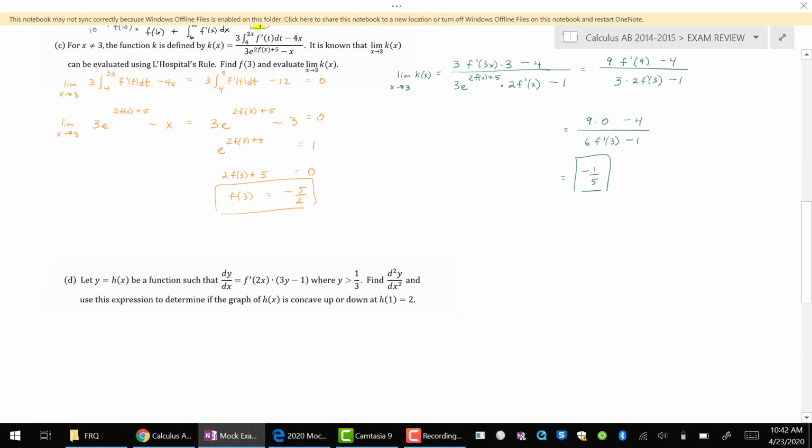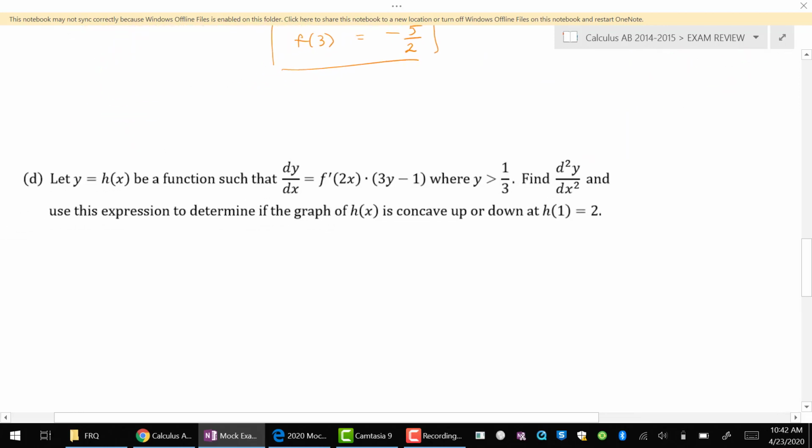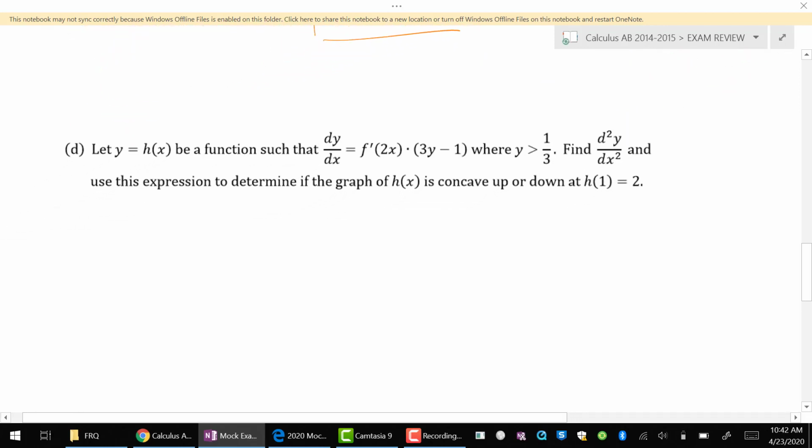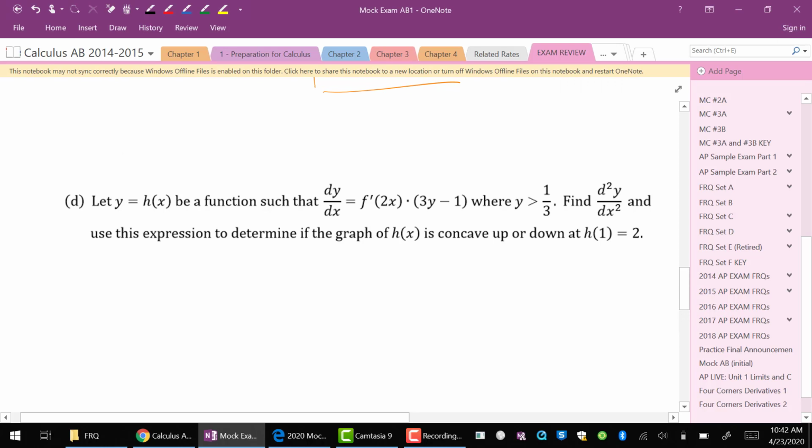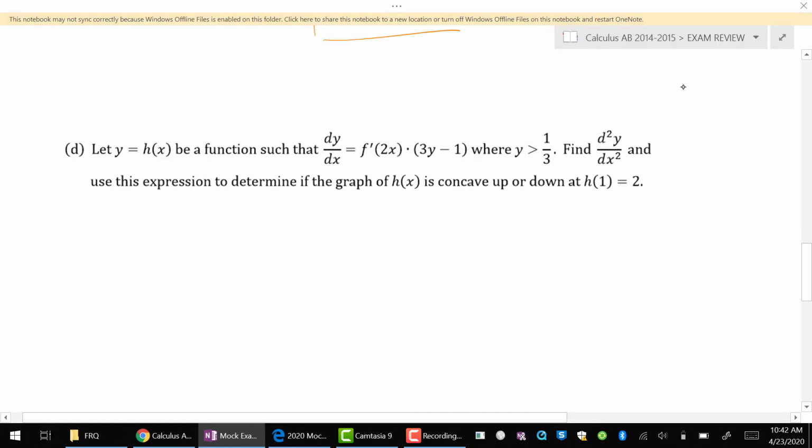Moving right along, part D. Here's another function, a new function h. And h is defined, or it said y equals h, and its derivative dy dx is given. Y is always greater than 1/3. Find the second derivative. Well, I'm going to have to use product rule on this to find the second derivative. So let's do that.